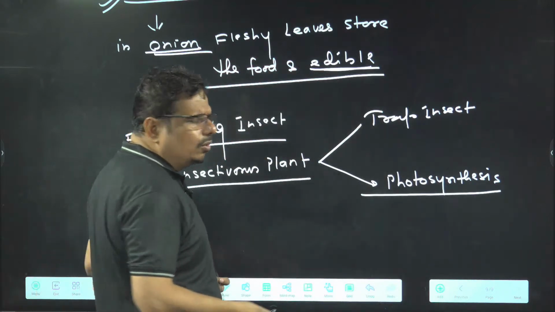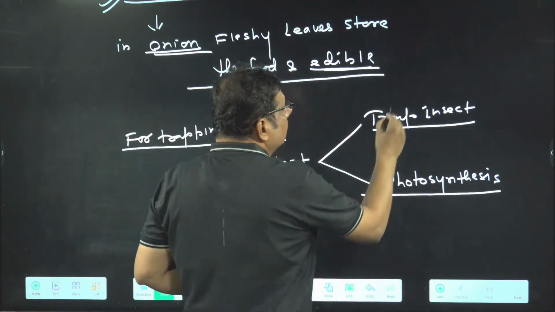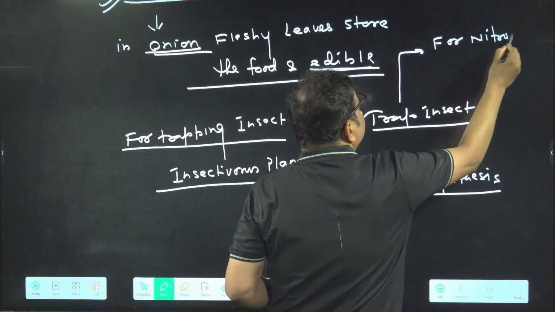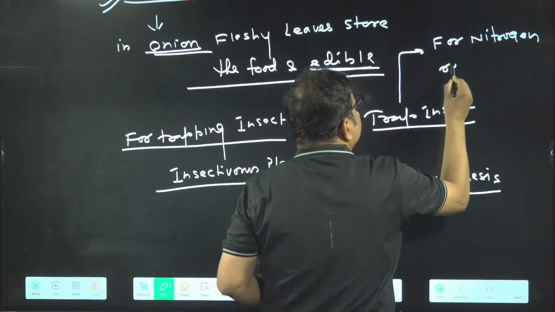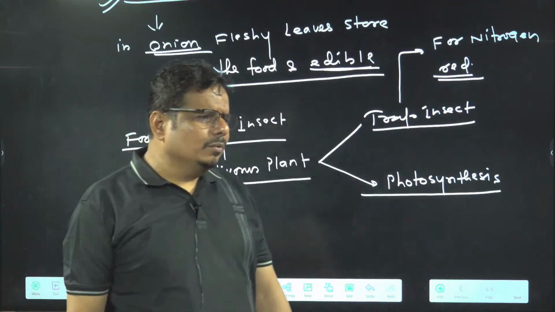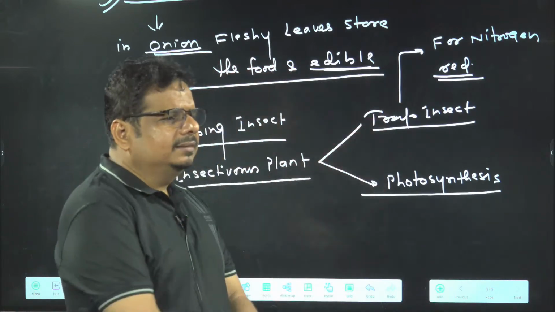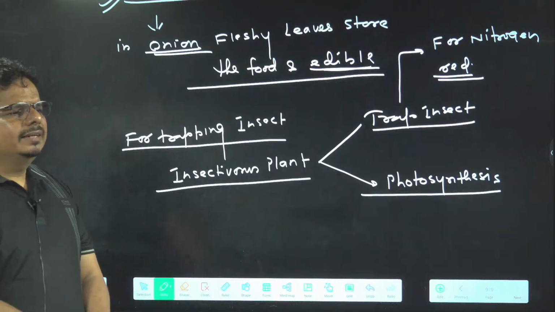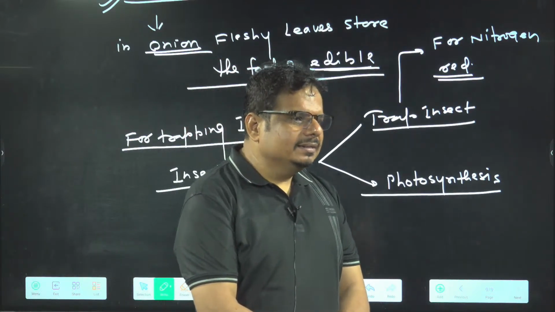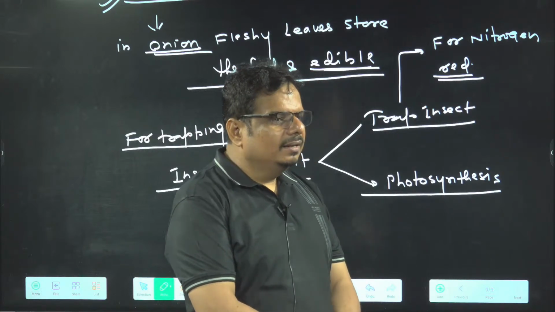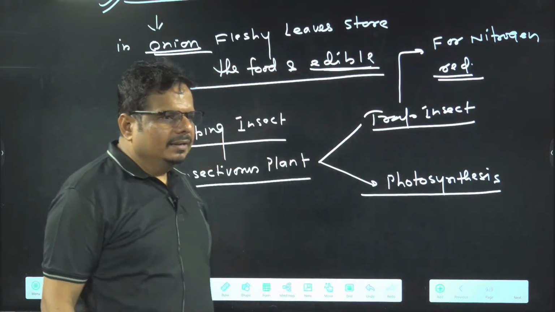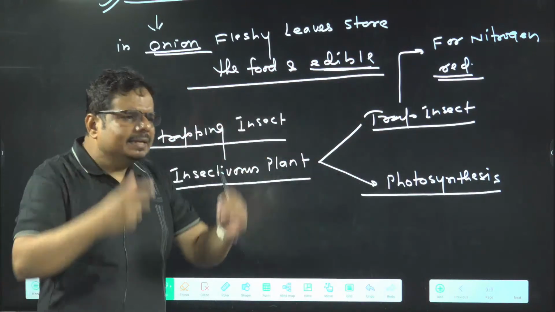Insects. So here they trap the insect for nitrogen requirement, not for food. Actually, insectivorous plants grow in acidic soil. And in acidic soil, there is a deficiency of nitrogen. So if it's a wild plant and nitrogen is not there in the soil, you are not going to put urea and ammonia there, right? So what happened? Nature has provided them the adaptation for that.